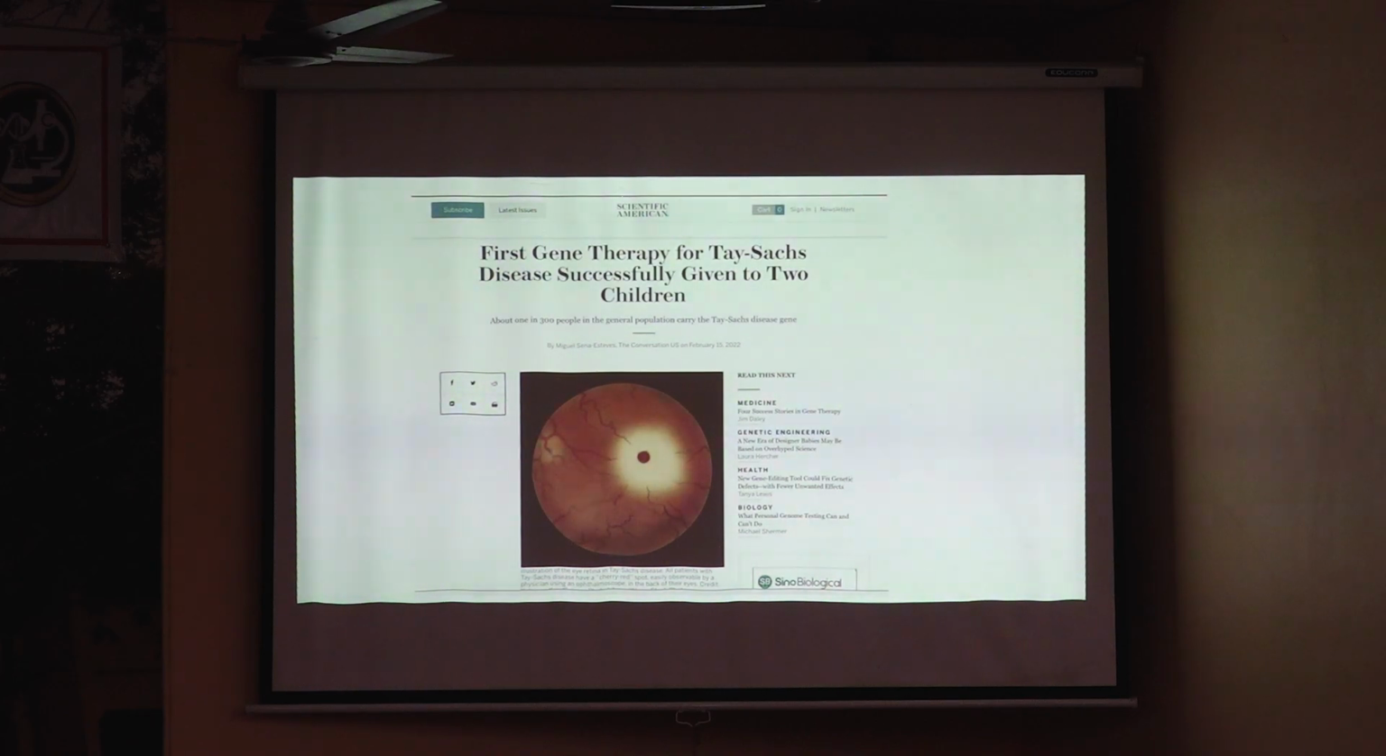And we have more genomic closeness with the mouse genome. Because of that, we can use mouse as a model in the lab. So all these are the basic research. We got to know about the disease mechanism of various diseases.